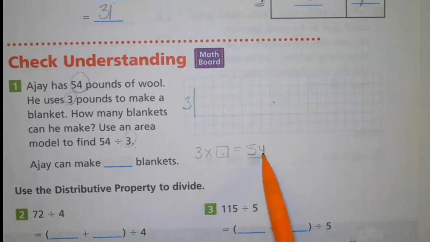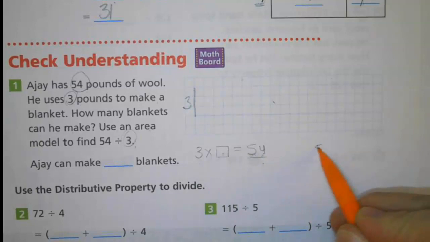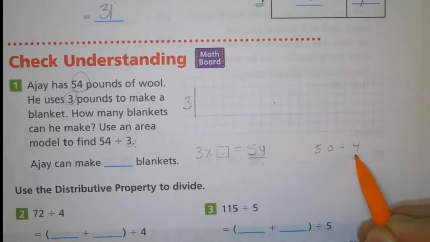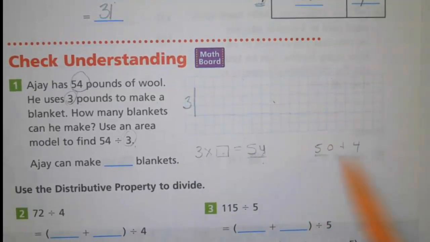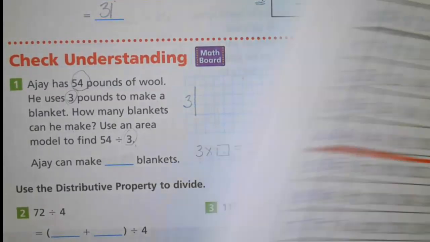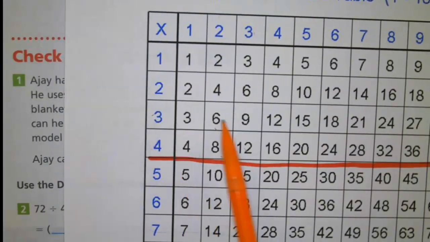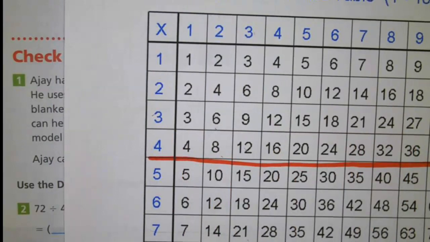And now I need to think about 54. I'm going to break that into numbers that are easy to divide by 3. I could break it into 50 plus 4. That's the same as 54. But 50 is not easy to divide by 3. Why? Because there's no multiple of 3 that's 50. Or even a 5.